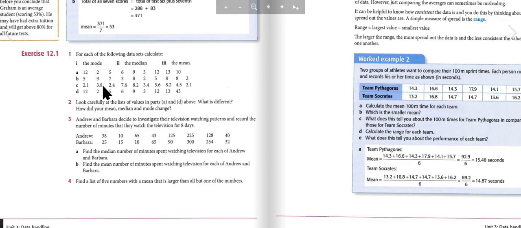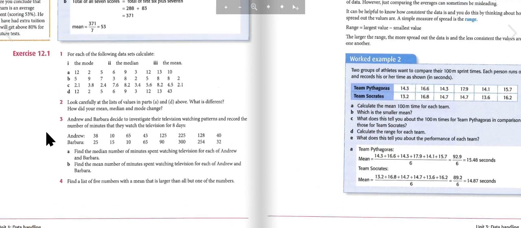For C, the modes are 2.1 and 8.2, both showing up twice. The median is 4.15, and the mean is 4.79. For D, the mode is 12. The median is 9. And the mean is 11.7.